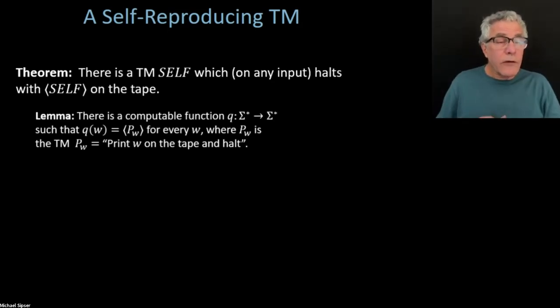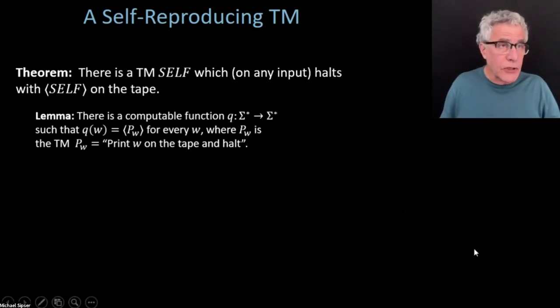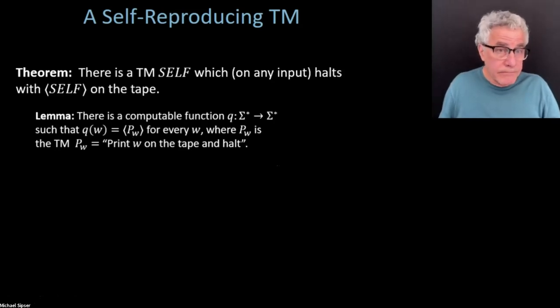So for that, we're going to first need a little lemma, which is a very simple lemma, but it looks worse than it is. Let me just read it out to you, and then I'll explain what it's saying, because what it's saying is extremely simple. So there's a computable function, I'm going to call it Q, that maps strings to strings, which will take any string W and produce from W a Turing machine which will print W. Okay, that's all it does.